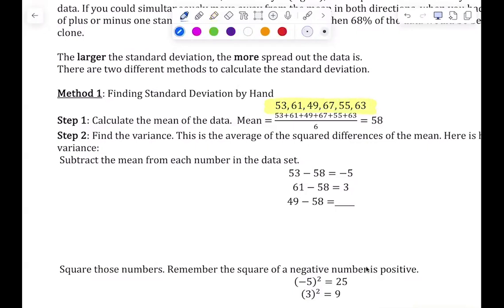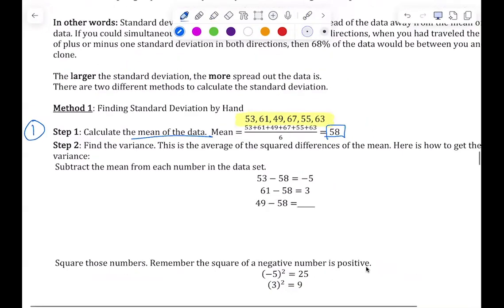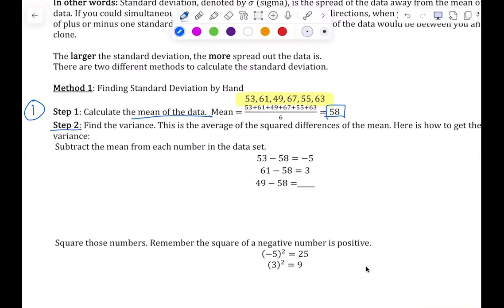Step 1, calculate the mean or the average. Step 2, subtract the average or the mean from each number.